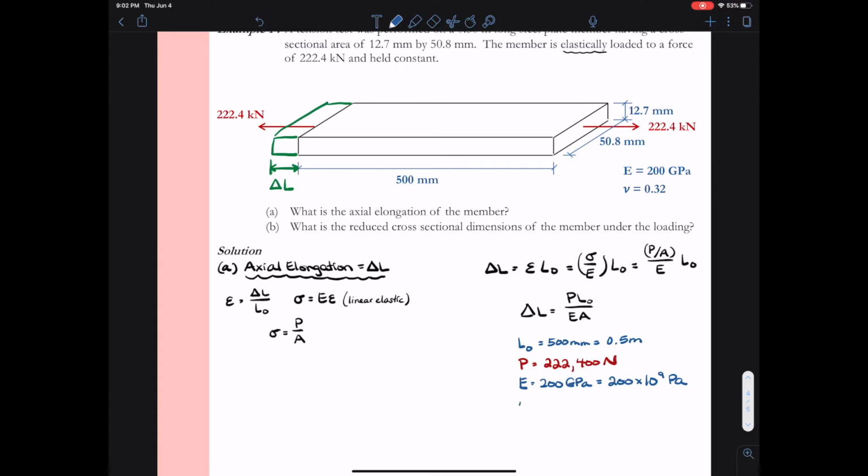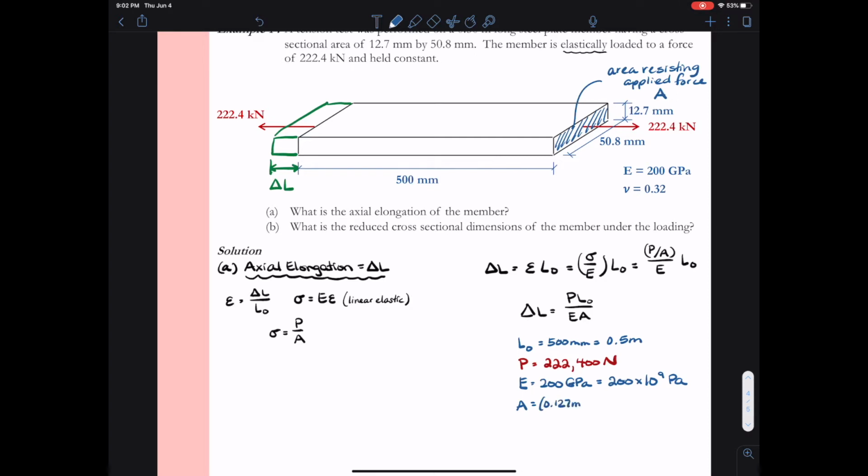So this is what units I want to be in, so I can cancel out with the newtons and meters with my other variables. Finally, I need to figure out what A is. Now, A is the cross-sectional area that's resisting the force. So I imagine that force, 222.4 kilonewtons, is being resisted by the shaded area that I sketched in place. So that shaded area is what I want to use for my value for A.